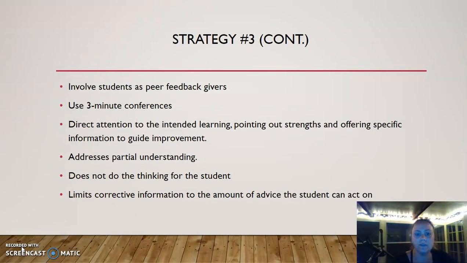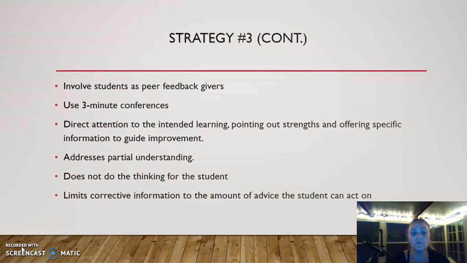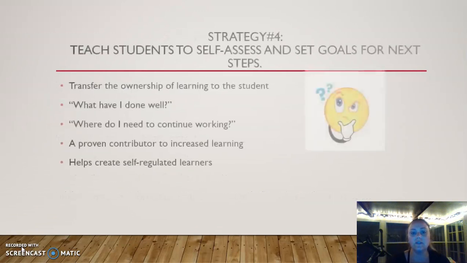You should involve students as peer feedback givers. You can use 3-minute conferences to meet with students. You should direct attention to the intended learning, pointing out strengths and offering specific information to guide improvement. Address partial misunderstandings, do not do the thinking for the student, and make sure you limit the corrective information so it is not overwhelming.